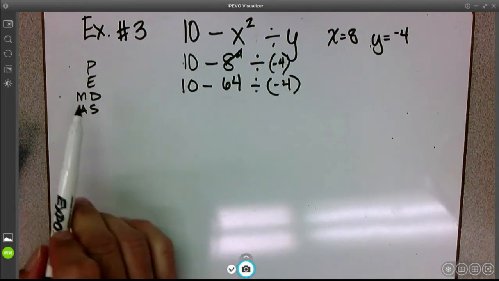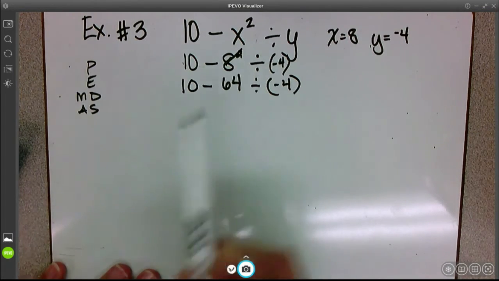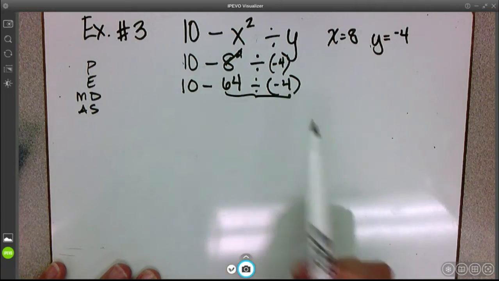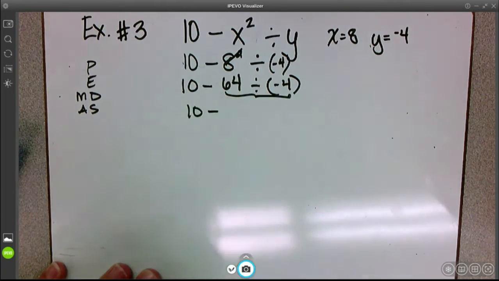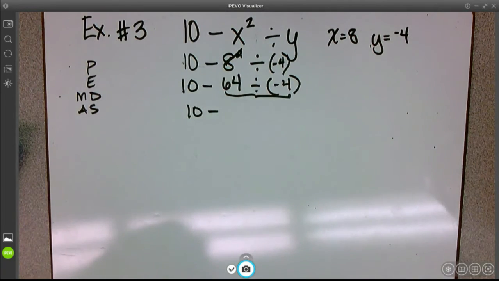So I took care of exponents. Now I do multiplication and division from left to right. So here's some division. So the 10 minus gets brought down, and 64 divided by negative 4.